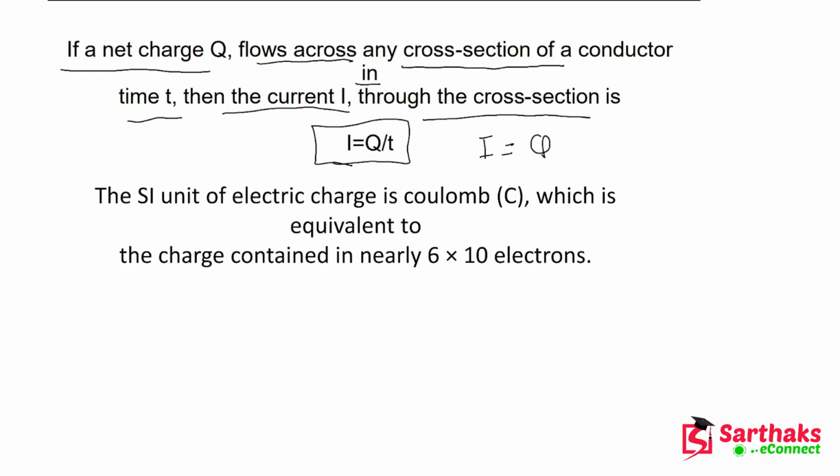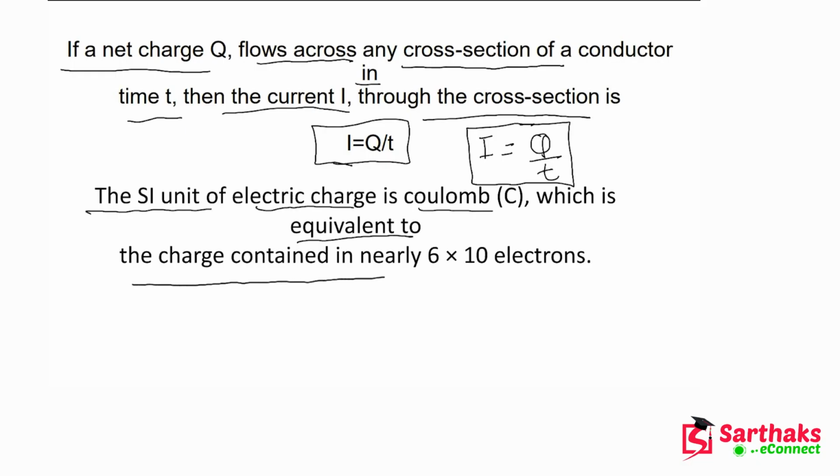So what is the rate of flow of charges? If I divide this by t, then I will get the rate of flow of charges, and that is equal to electric current. Now guys, the SI unit of electric charge is coulomb, which is equivalent to the charge contained in nearly 6 into 10 to the power 18 electrons.